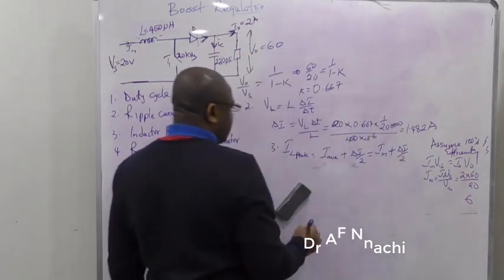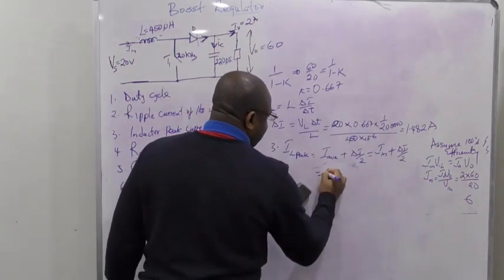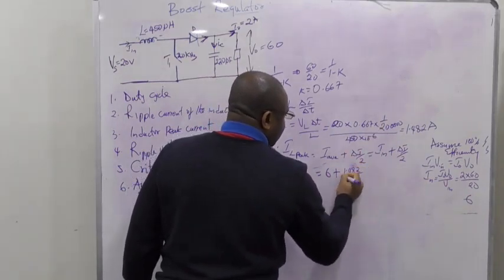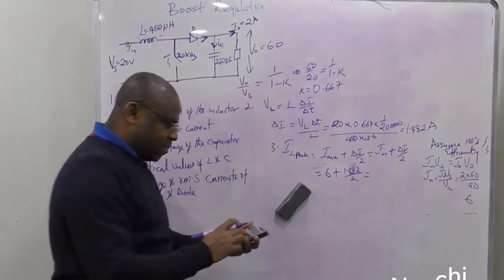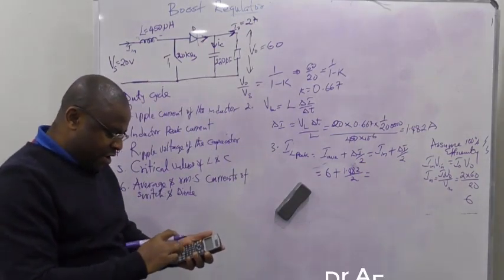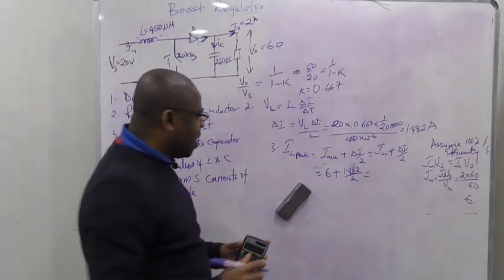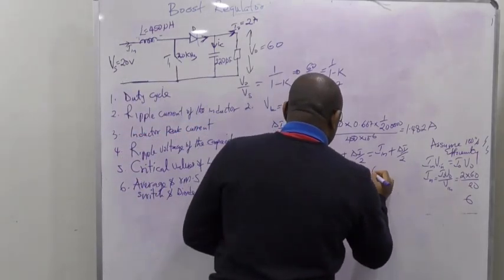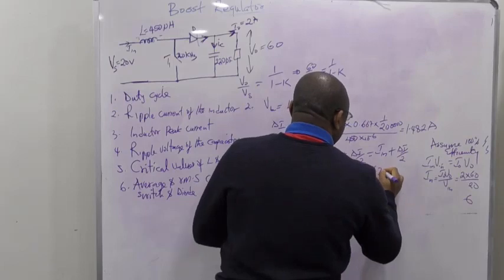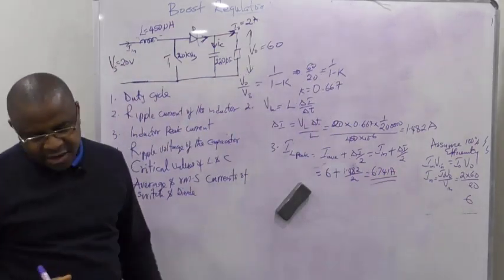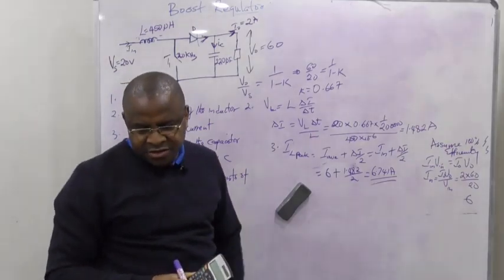So you get about 6. That means when I say 6 plus, I take that 1.482 divided by 2. 1.482 divided by 2 will give you 0.741. So this will give you 6.741 amps. All right, did you get that? So you get 6.741 amps.